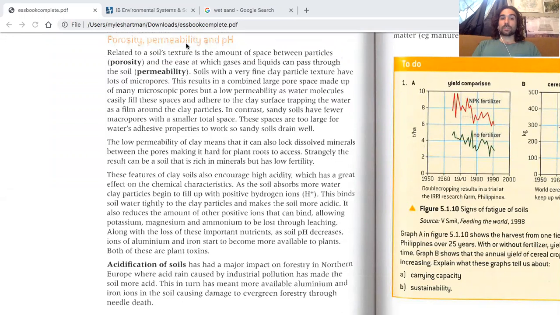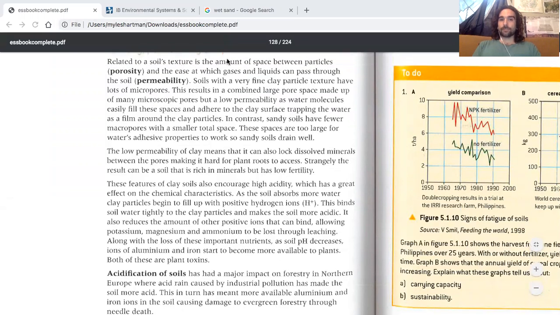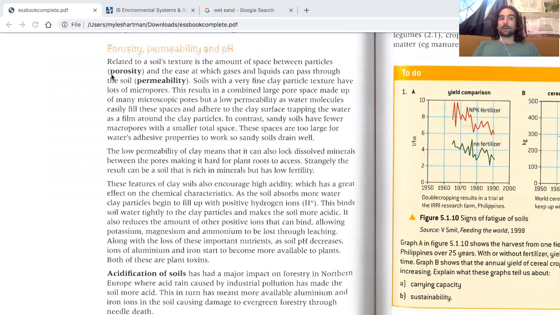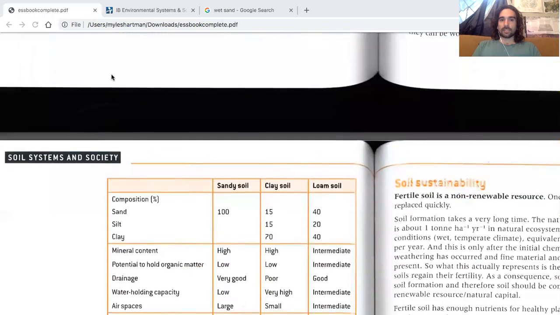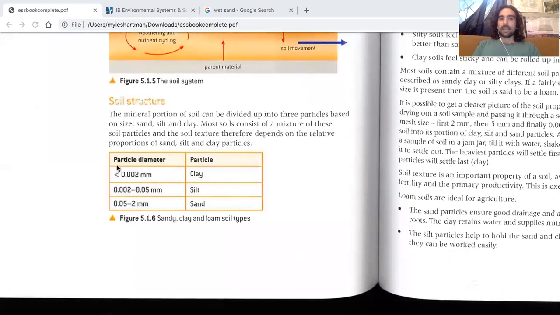This is related to soil's texture. So think of like the feel of it. It is the amount of space between particles. You should remember from our last lesson, whenever we were looking at those three different types, right? Those particles have different sizes. Remember clay being the smallest, then silt, then sand.